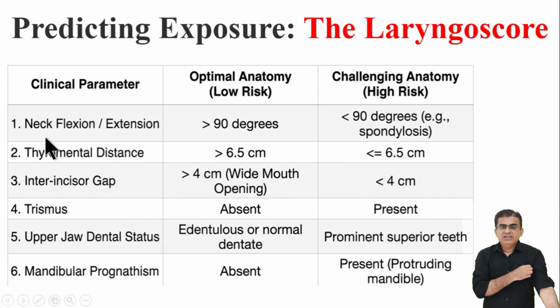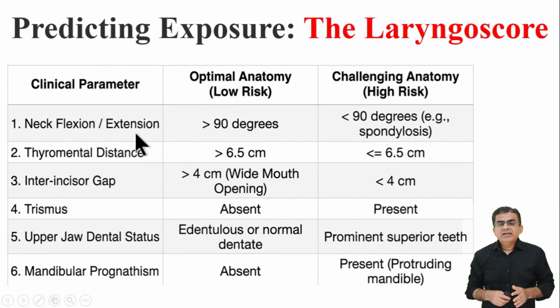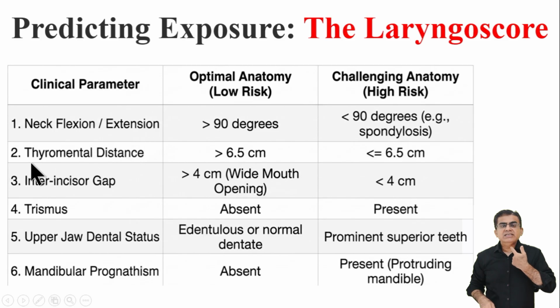First is neck flexion and extension. If the patient has stiff neck joints, like in cervical spondylosis, we cannot properly position their head. Second is the thyromental distance. For a safe exposure, it must be greater than 6.5 cm.